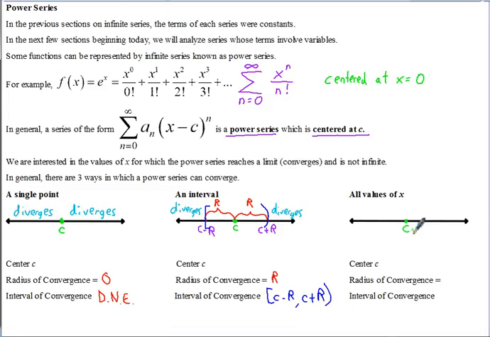And then the other possibility is you have some center here, but it converges for all values of x. So it converges everywhere and diverges nowhere. It's basically the entire number line, in both directions.